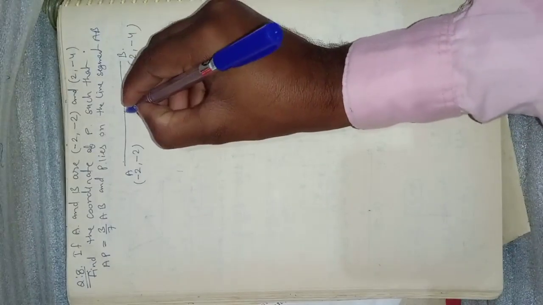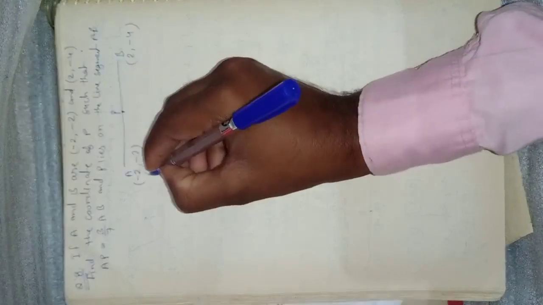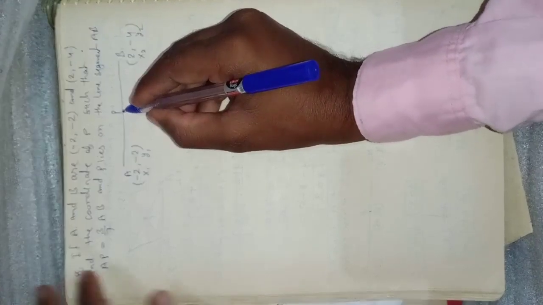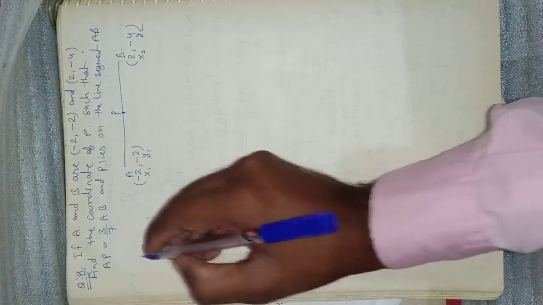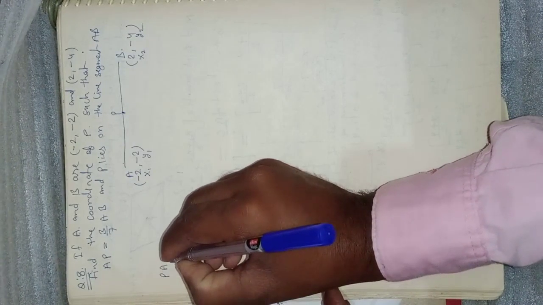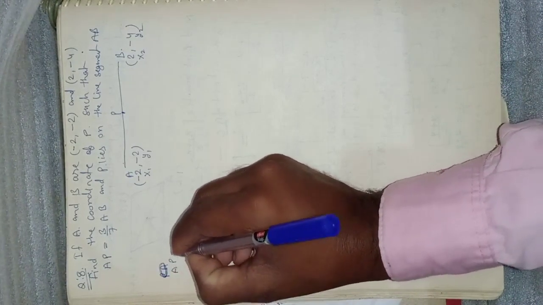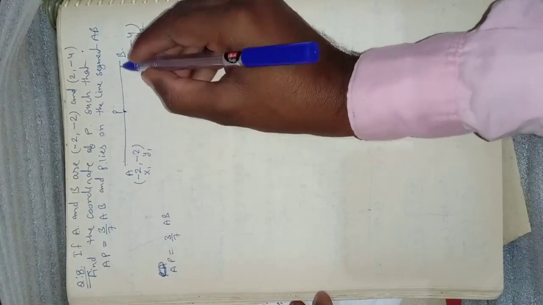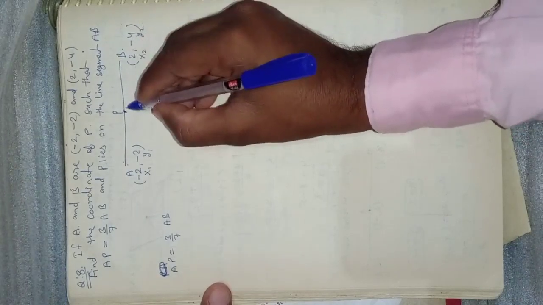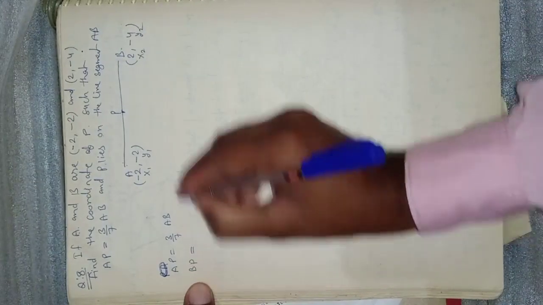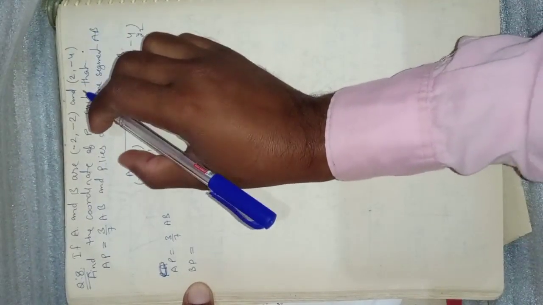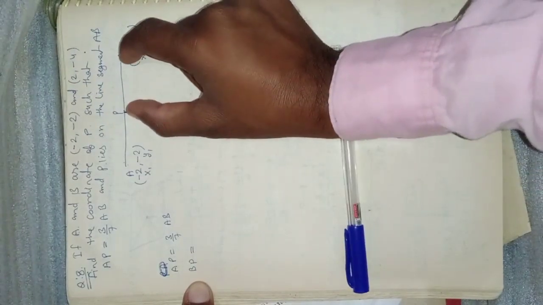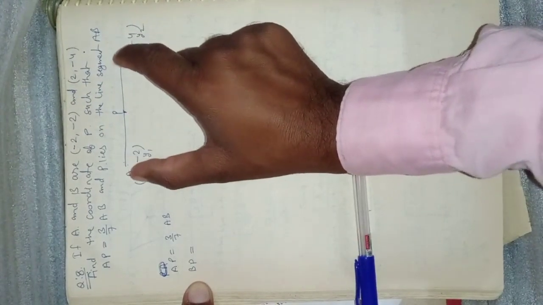line segment AB. Right here P, with x1, y1, x2 and y2, and the P ratio is not given, but the ratio is first given. AP is equal to 3 upon 7 AB. We have been given the AP value, 3 upon 7 AB, and we find out the BP value. BP is equal to AB minus AP. BP equal to AB minus AP, and find out BP. BP is equal to the total AB line minus AP.